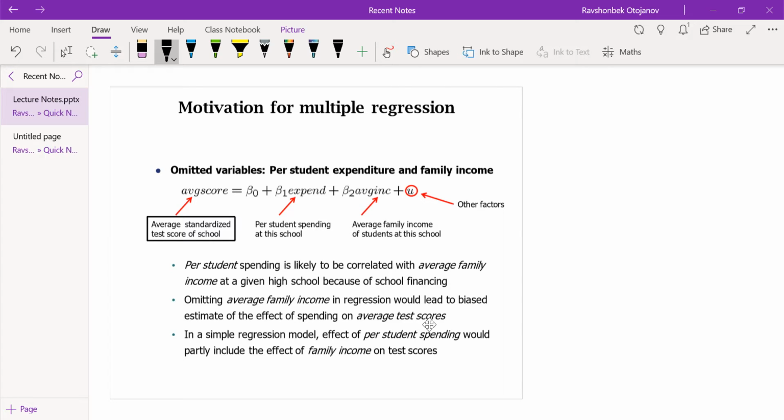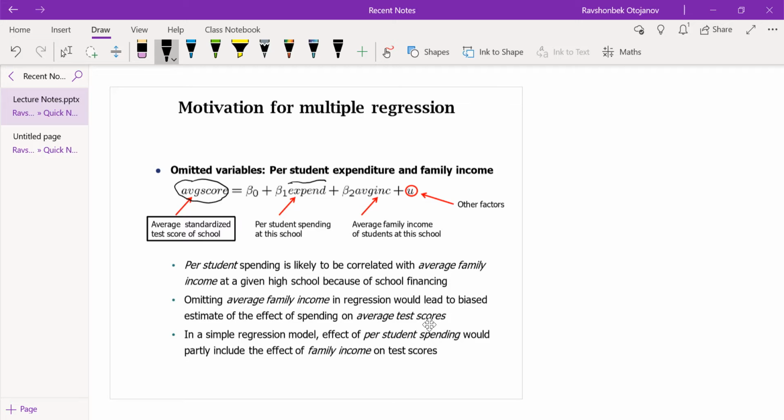What if we are omitting variables? Well, here is another example. This is the average standardized test score of schools. This expenditure variable is expenditure per student at the school. And this is the average family income of students at this school. Notice that in the USA, districts with good schools usually have rich families. Incomes will be higher in these districts, tax payments will be higher, and higher taxes means higher spending per student.